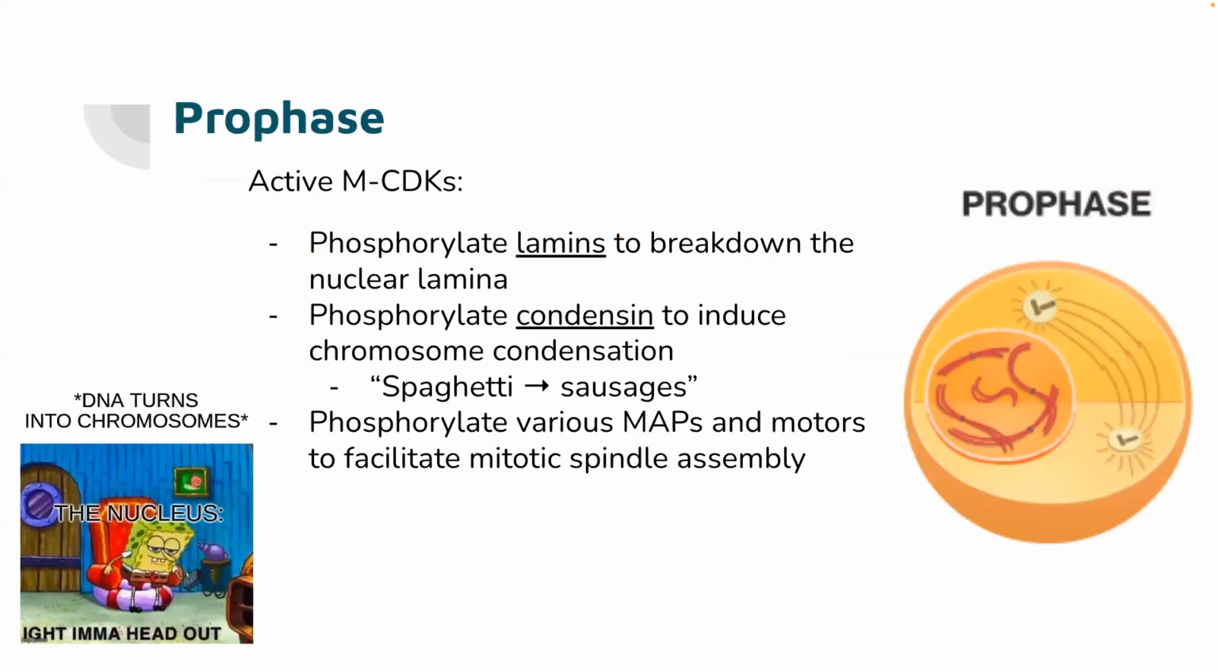So during prophase, the first step of M phase, we have active MCDKs, which phosphorylate lamins to break down the nuclear lamina. CDKs also phosphorylate condensin to induce chromosome condensation, where the spaghetti turns into a sausage form. So those chromosomes are condensing. They phosphorylate various MAPs and motors to facilitate mitotic spindle assembly. So just getting everything ready.